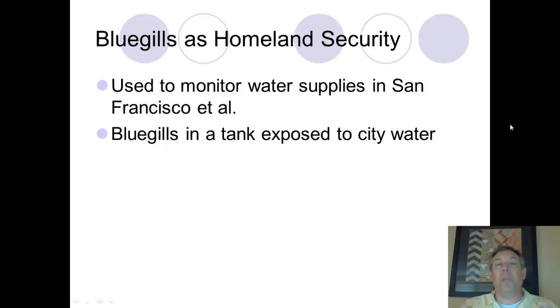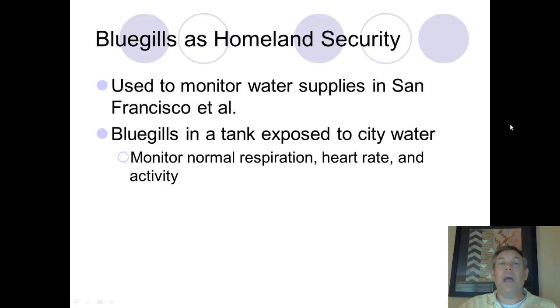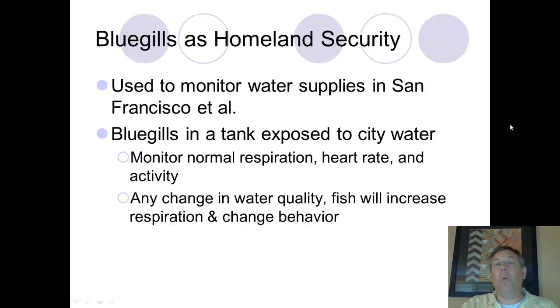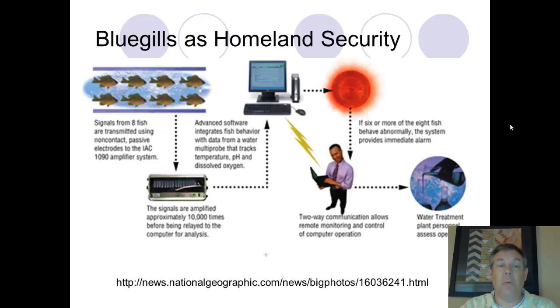So the bluegills are put into a tank that is exposed to city water before it goes out for distribution. Those fish just do their thing, but their respiration, heart rate, and activity are automatically monitored. If there's any change in the water quality, the fish will respond with the generalized stress response. Their behavior will change and their respiration and heart rate will go up, and this will be detected, and that will indicate that there is something going on with the water supply.